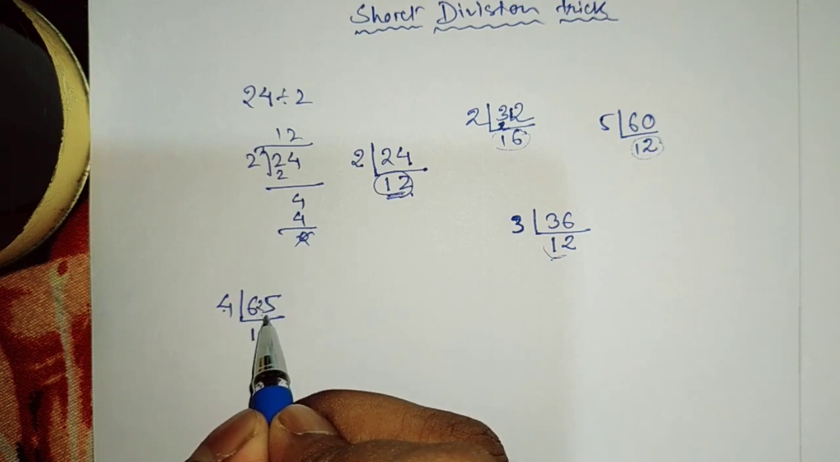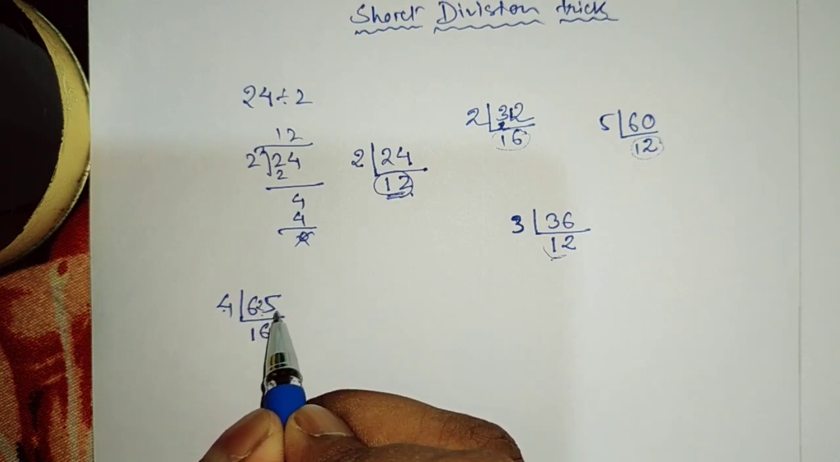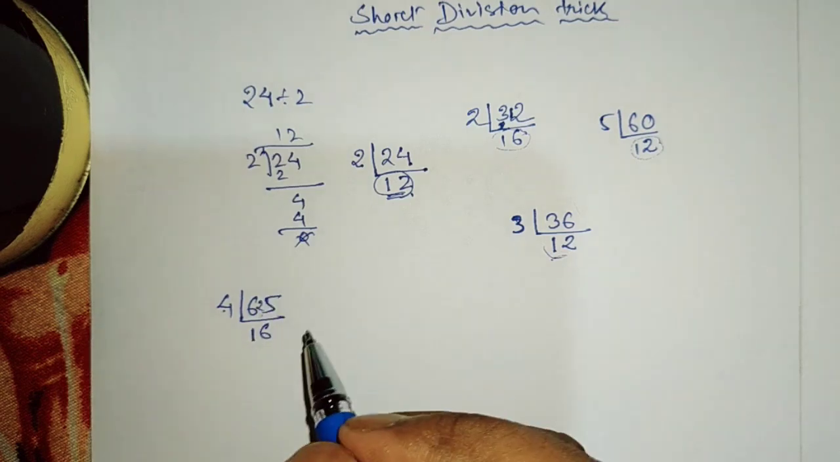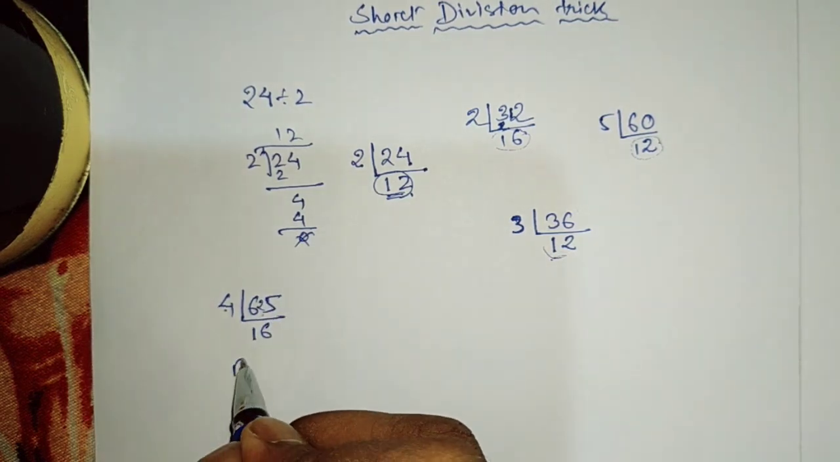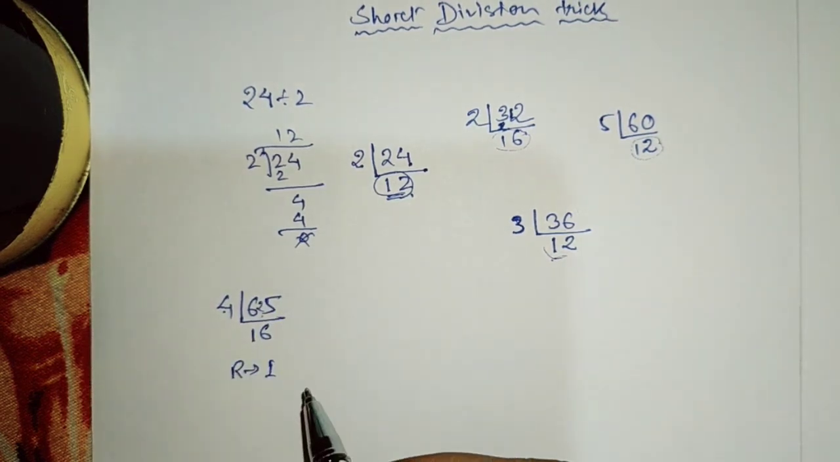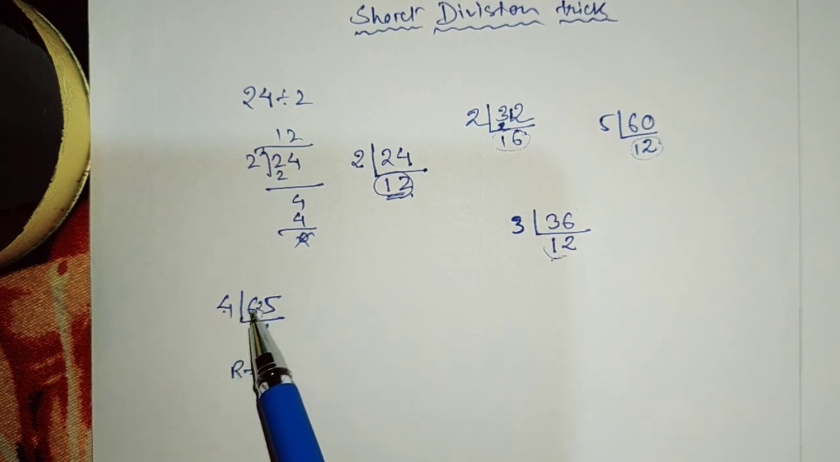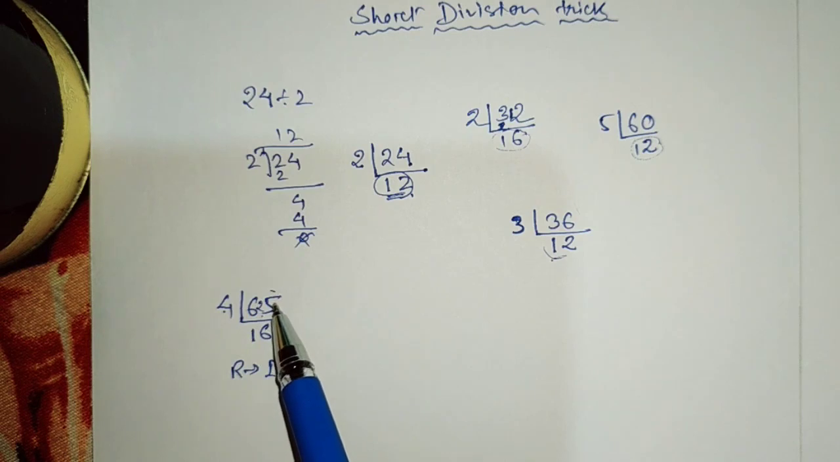Okay, 25 minus 24 is 1. So 24 to 25 is 1. So remainder is 1. What we have done here, 4 ones are 4, 6 minus 4 is 2, it becomes 25. Okay, then 4 6s are 24, 25 minus 24 is 1, we write here.